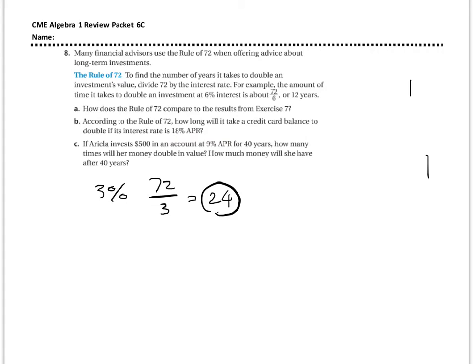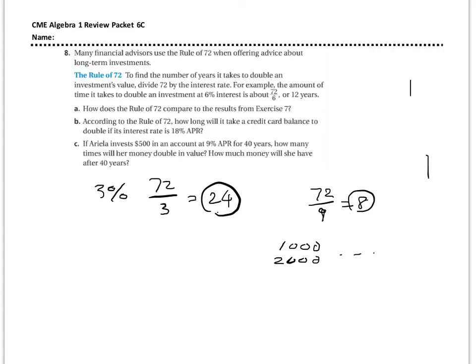Part C. If Ariella invests $500 in an account at 9% APR for 40 years, how many times will her money double in value? How much money will she have after 40 years? Keep applying the rule of 72. So the rule of 72 says 72 divided by 9 will be 8 years. So it will take 8 years to double. So the first 8 years, her money will be $1,000. On the next 8 years, you get 2,000, and so on and so forth.